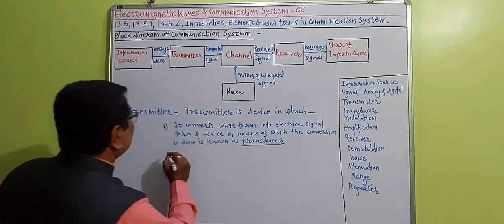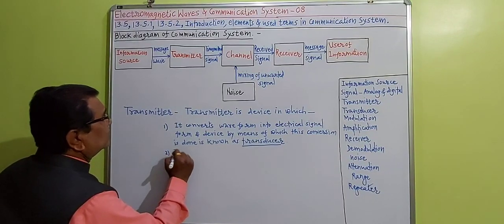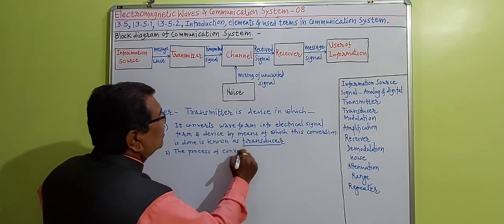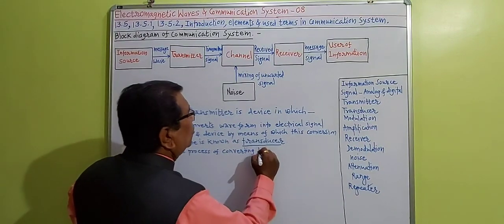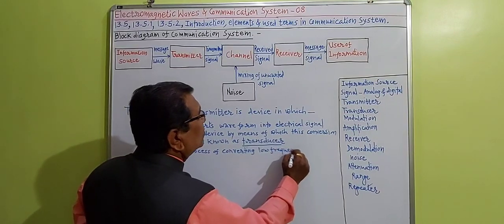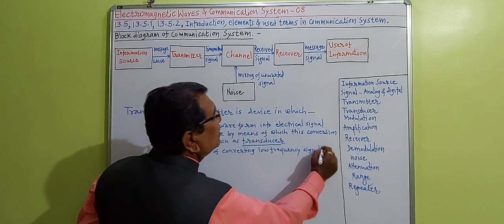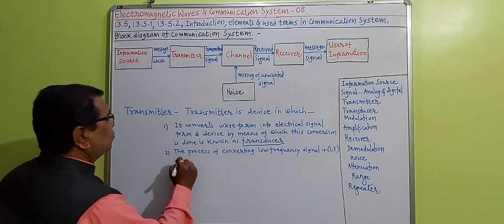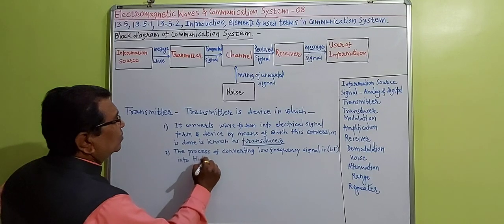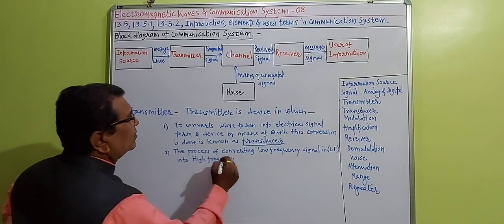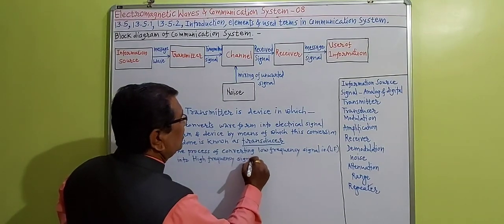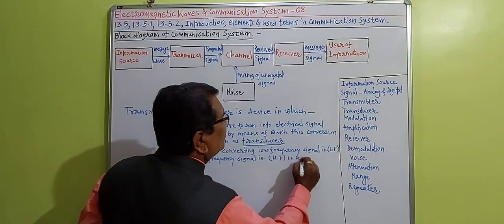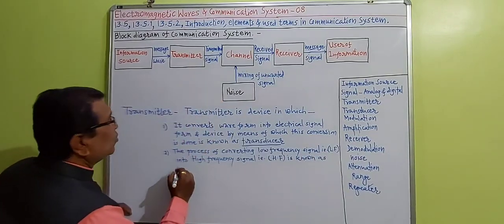So number 2, the process of converting low frequency signal, that is LF, into high frequency signal, that is what? HF, is known as modulation.